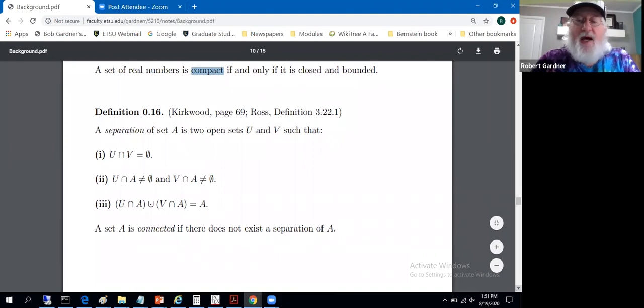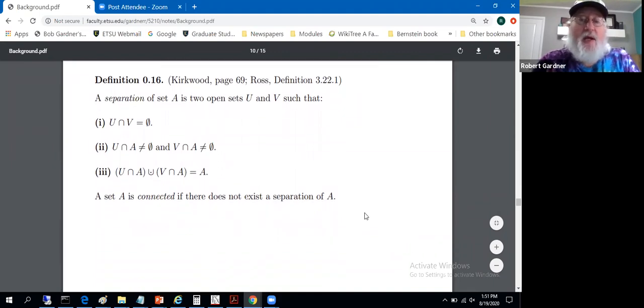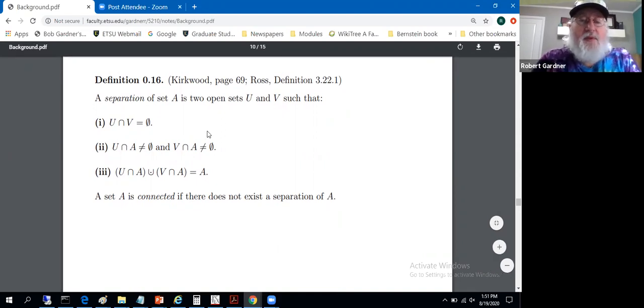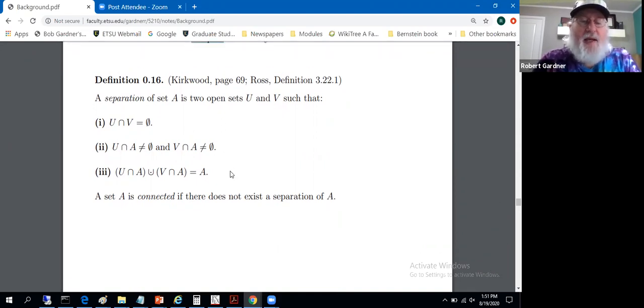Let's move on to an idea about connected, also a topological idea. And you might even see these ideas in connection with connected graphs, an idea of a separation. A separation of a set A is two open sets U and V such that U intersect V is empty, so they're disjoint open sets. U intersect A is non-empty and V intersect A is non-empty. So both U and V touch set A.